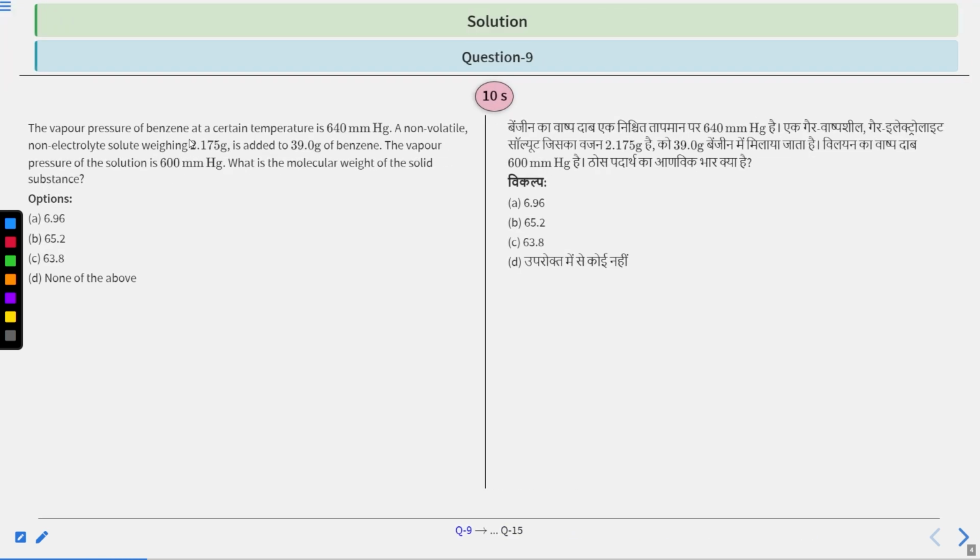The vapor pressure of benzene at a certain temperature is 640 mm of Hg. A non-volatile, non-electrolyte solute weighing 2.175 gram is added to 39 gram of benzene. The vapor pressure of the solution is 600 mm of Hg. What is the molecular weight of the solid substance? Options are 6.96, 65.2, 63.8 or none of the above. You have 10 seconds to solve this question. After that, we will see the answer.